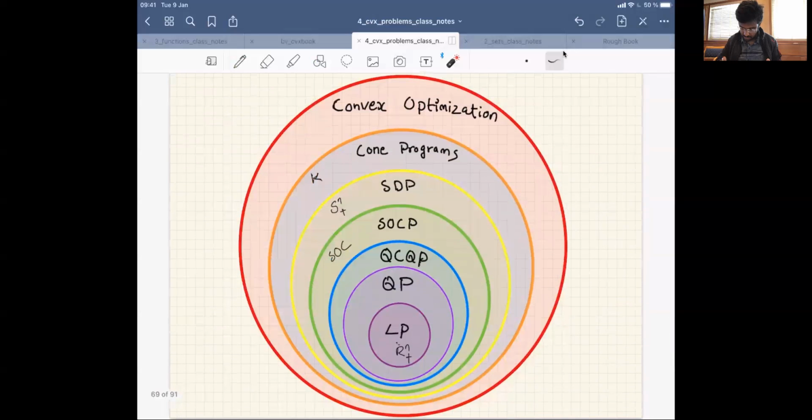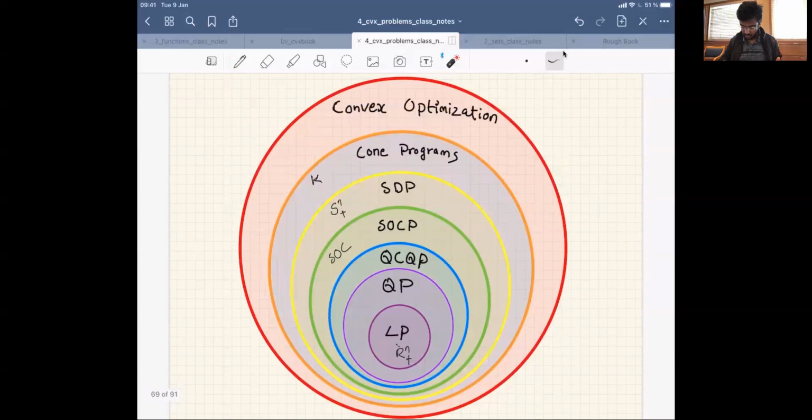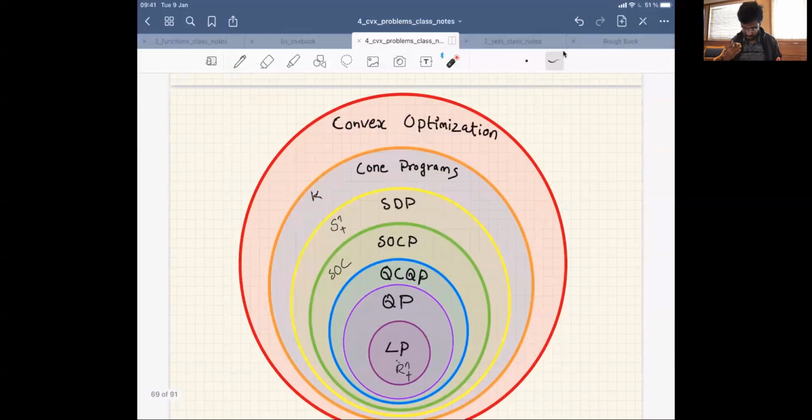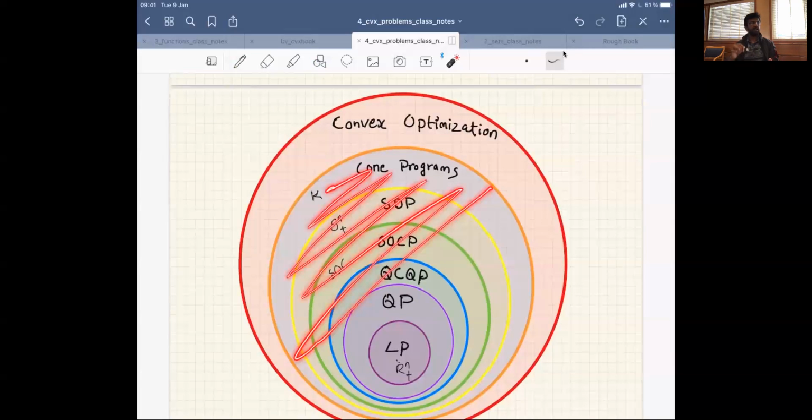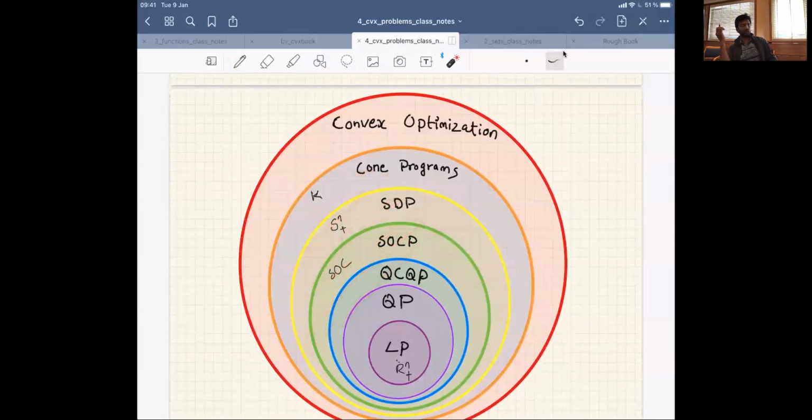Again, this was the class hierarchy we saw, but GP will not fit in here, only after taking the logarithm can we fit it here. The conclusion of the discussion so far was, if you have a problem which fits in this area, then that is easily solvable. Either solvers are available, or we can come up with some algorithms to solve that.